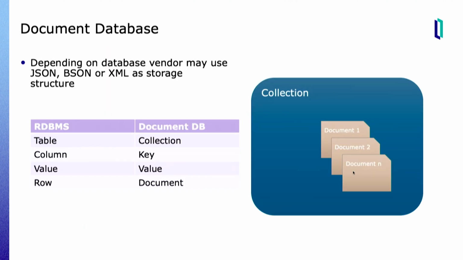If you're coming from the relational world, then I think this mapping is very useful. If you think about a table, that's typically a collection on the document side. If you think about a column, that's a key. If you think about a value, well, that's a value. And if you think about a row, then that's a document, an entity. Okay, so that's a very helpful correlation.